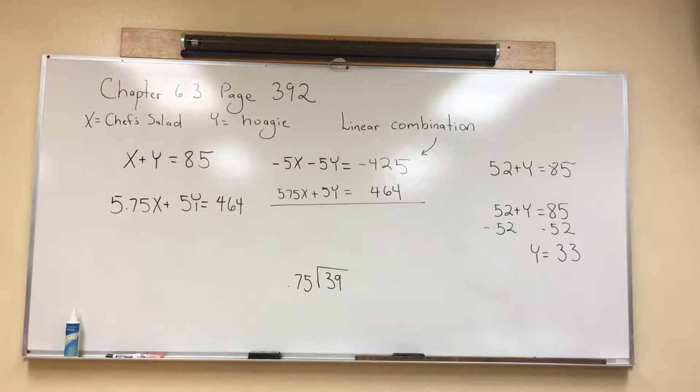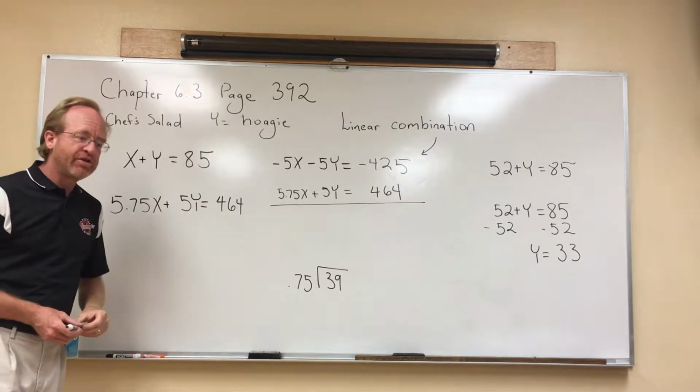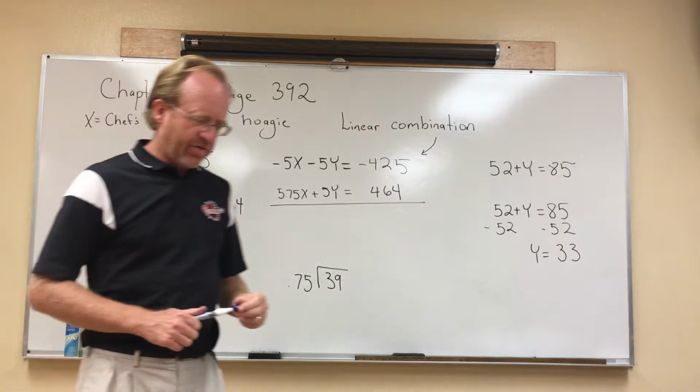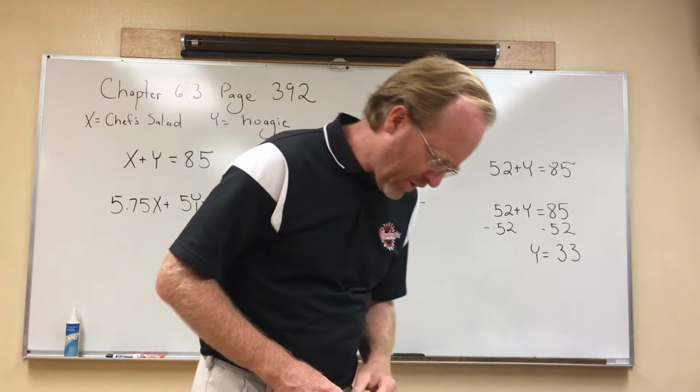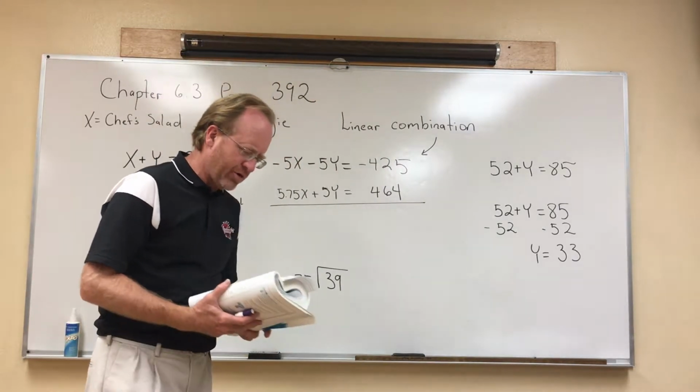Okay, welcome to chapter 6.3. We're on page 392, and they're presenting a scenario to you, and we're going to solve that scenario using linear combinations. Now, if you read, they give you a scenario, and what they say is Constance owns a lunch cart.